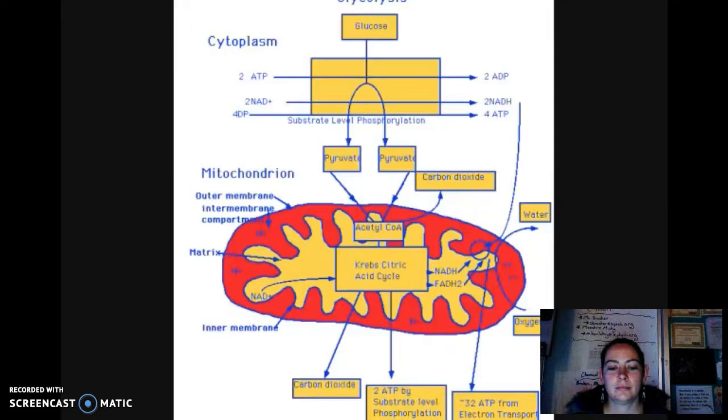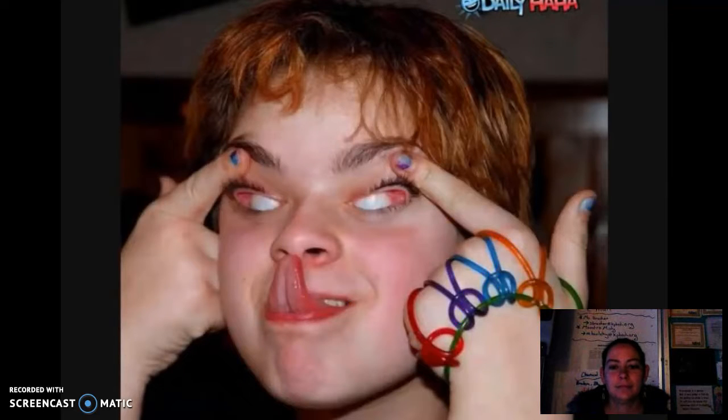Just realize glucose fully oxidized, 38 ATP are synthesized. Use your energy so you can rise. Open your eyes.